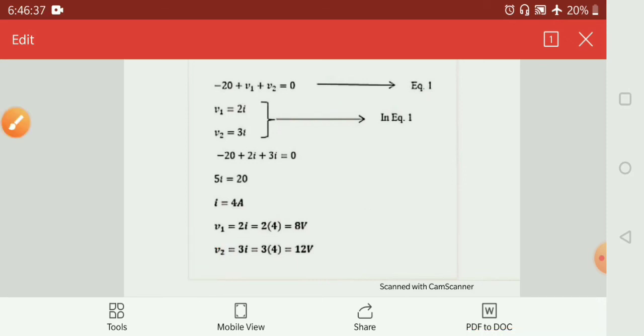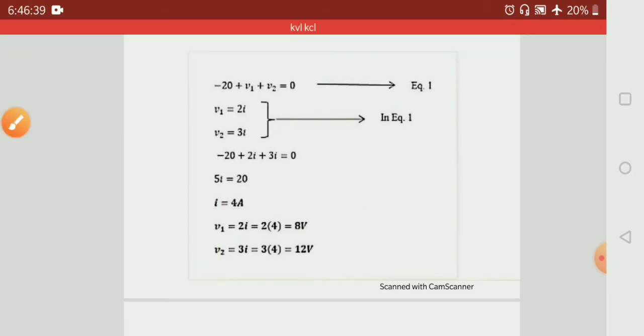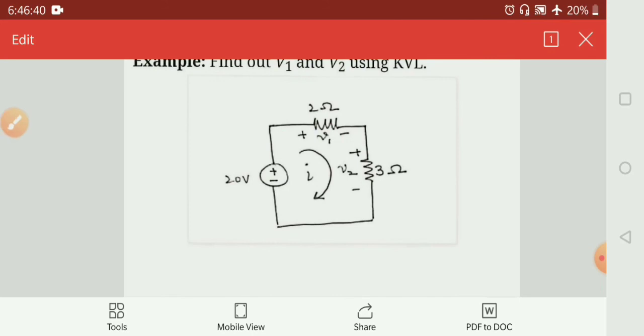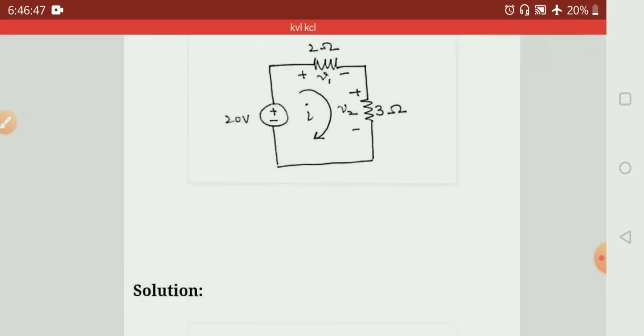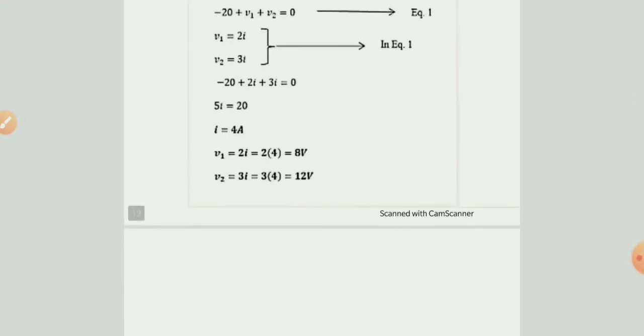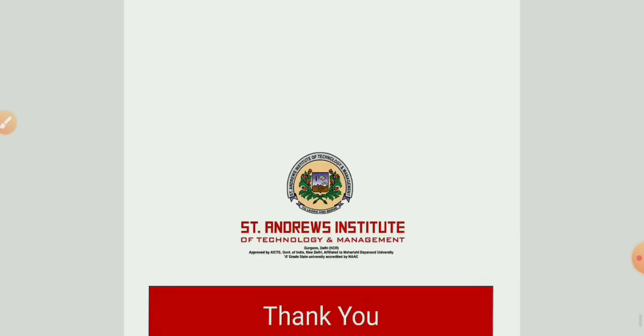So here the values of V1 and V2 mean the voltage drop across the first 2 ohm resistance is 8 volt and across the 3 ohm resistance is 12 volt. Thank you.